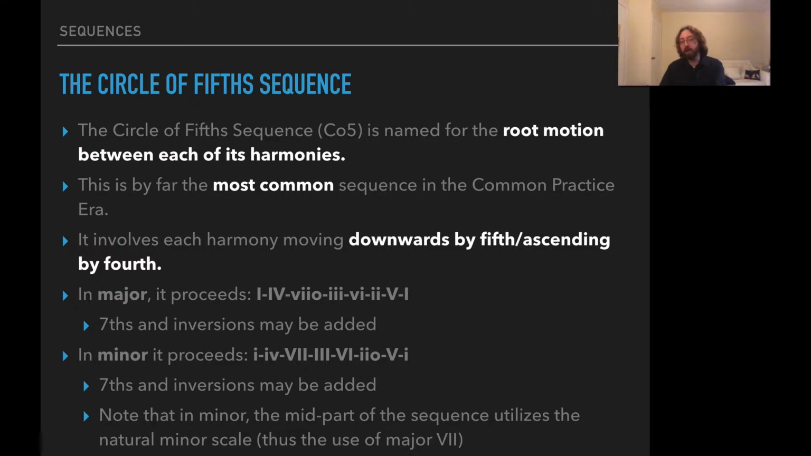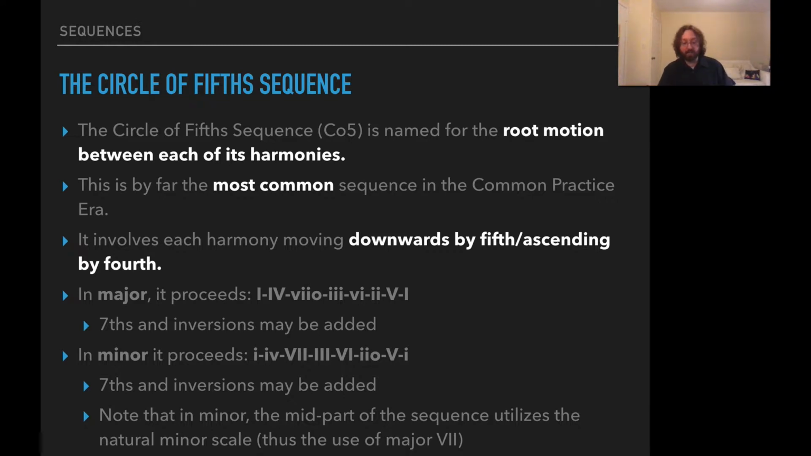Now you'll notice that I tried to keep going down in the bass voice, but if you keep doing that, you run out of keys. So that's why we will alternate between going down by fifth and going up by fourth, since it means the same thing. F down a fifth is B flat, F up a fourth is B flat. So one more time, that's 1, 4, 7, 3, 6, 2, 5, 1.